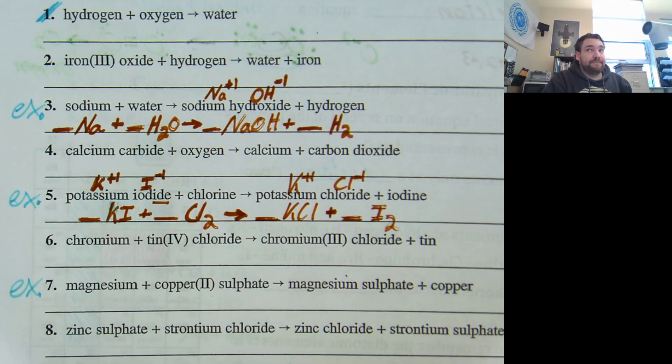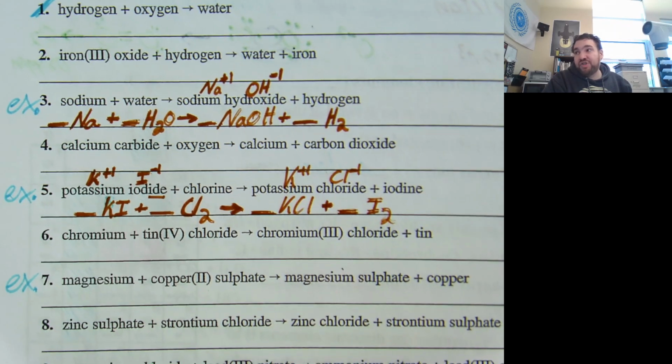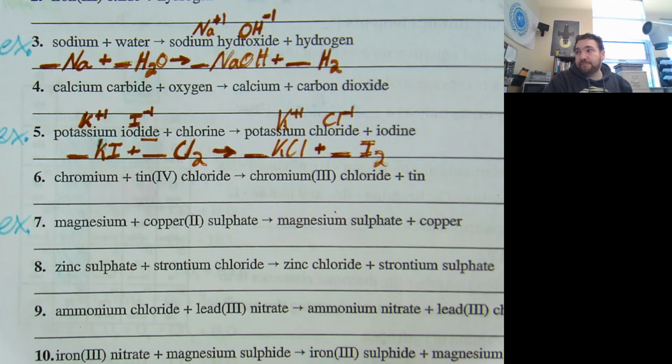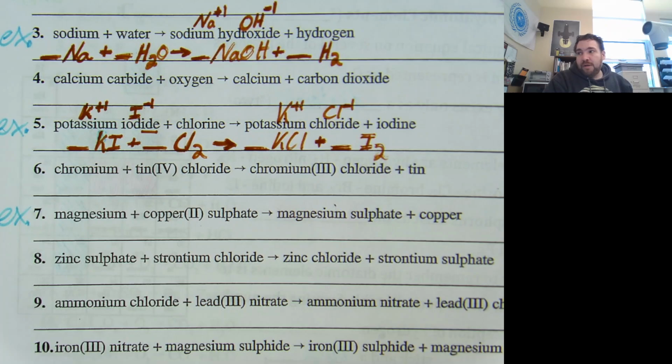Last one, number 7. Stop me at any point if you have comments, questions, or concerns. Okay, here we go. Magnesium plus copper 2 sulfate produces magnesium sulfate and copper. So let's go ahead and build these things. Magnesium on its own is what?